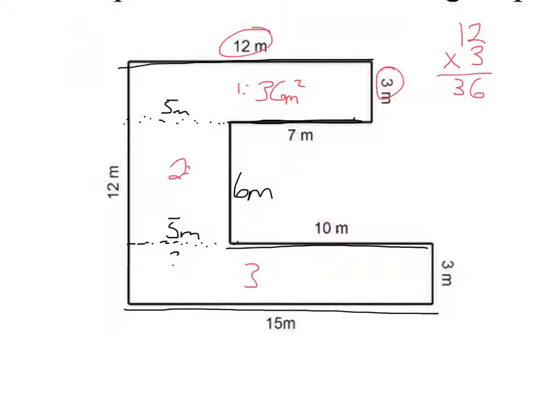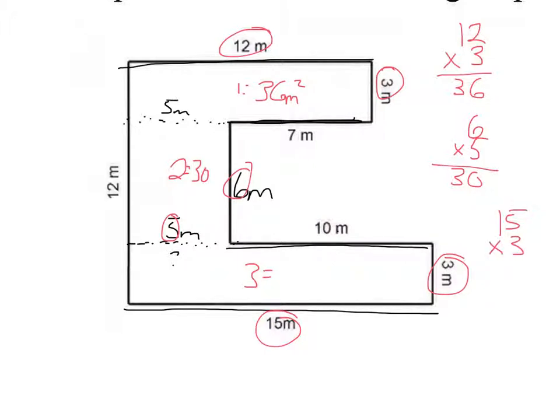Our second one, we know that this side is 6 and this side is 5. 6 times 5, math fact, 30. So our second rectangle is equal to 30. Our third rectangle, this side is 15, this side is 3. 15 times 3, 45. And again, if you wanted to label, you can do that. So we've got our 3 areas.